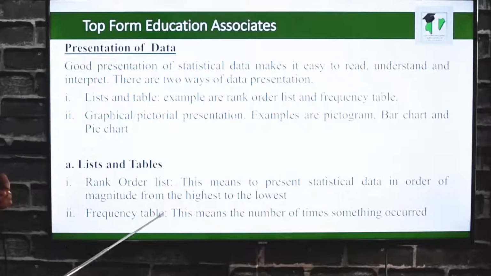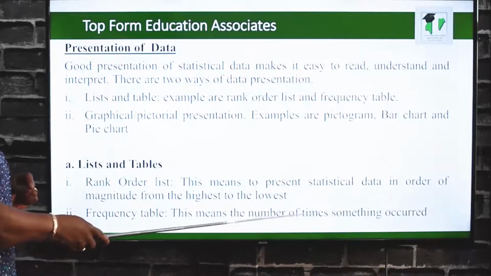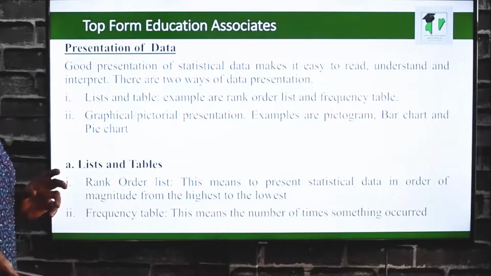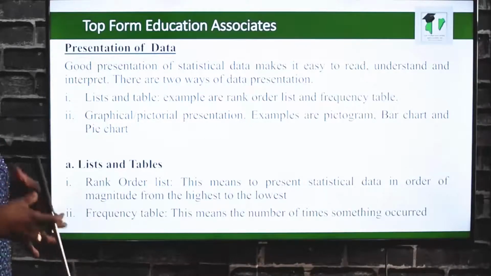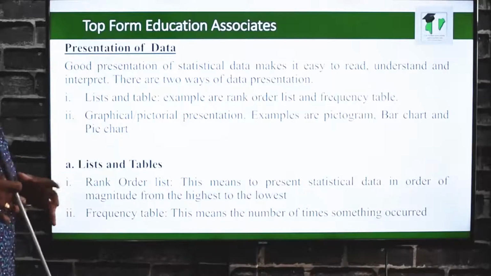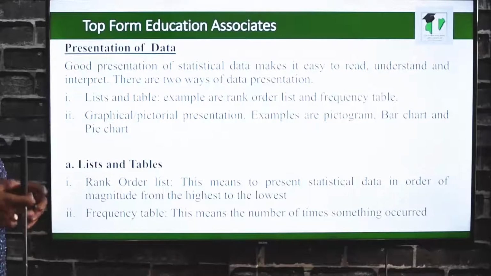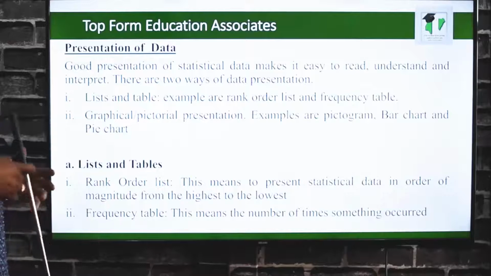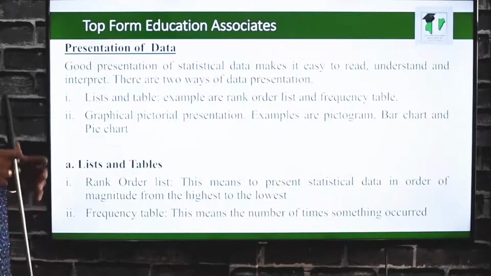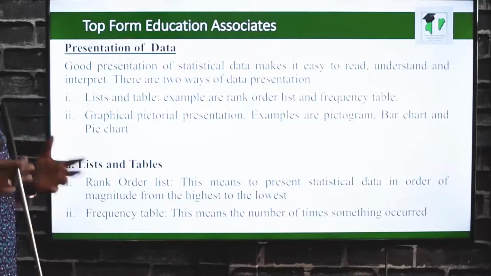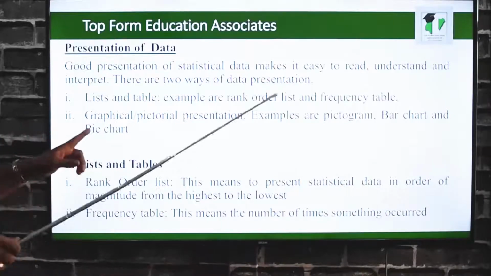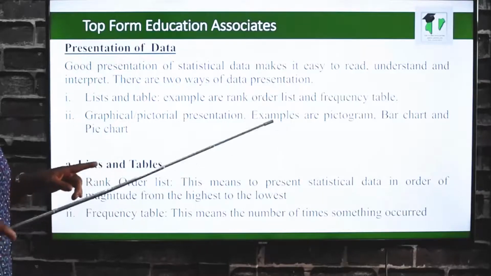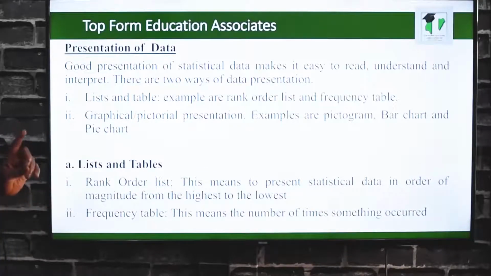And two, frequency table. This means the number of times something occurred. Frequency means the number of times something had happened, the number of times something had occurred. Grade A had occurred 3 times. Therefore, the frequency of grade A is 3. Grade D had occurred 2 times. The frequency of grade D is 2. A frequency table is a table that shows the number of times something occurred.